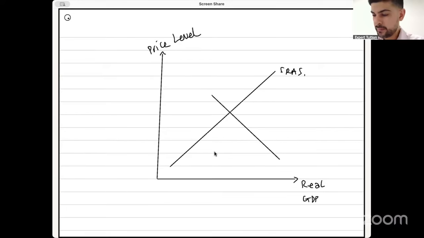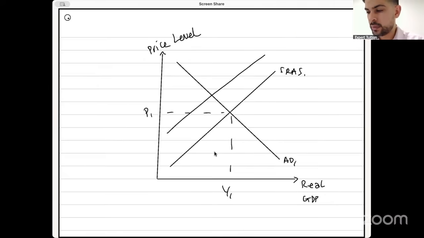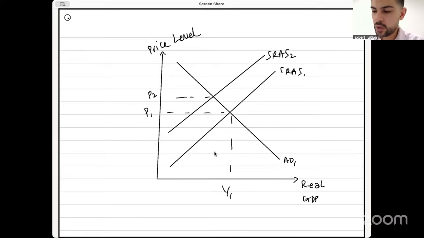So here's AD, and we go Y1, and we go P1. And what would you say? We just said that the Americans placing tariffs on raw materials and other things like that is really bad for American firms because suddenly now their costs of production are going to go up. SRAS is going to shift inwards. And what do you get? You get cost push inflation. So that entire paragraph is about how consumers in America are screwed.